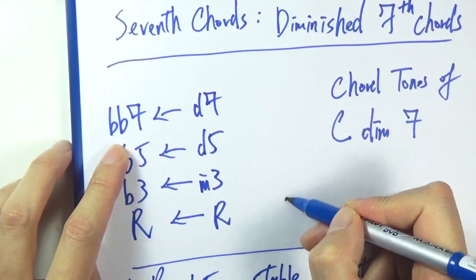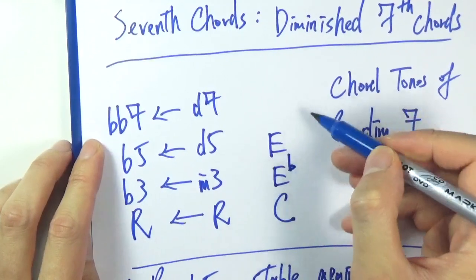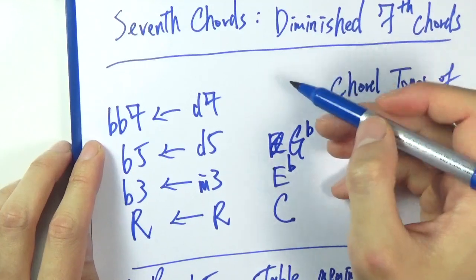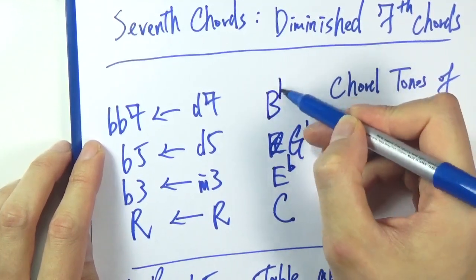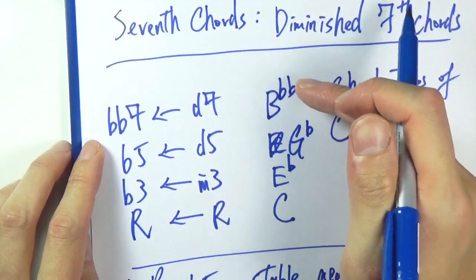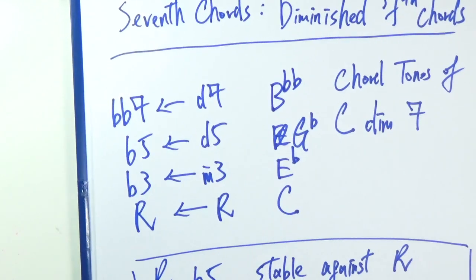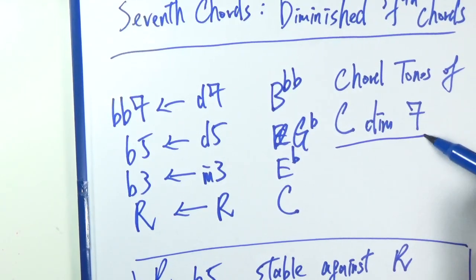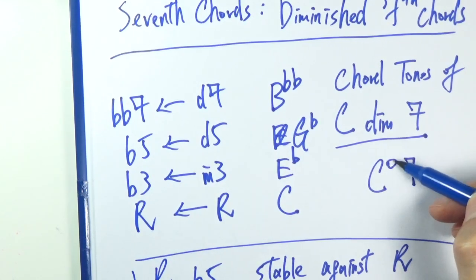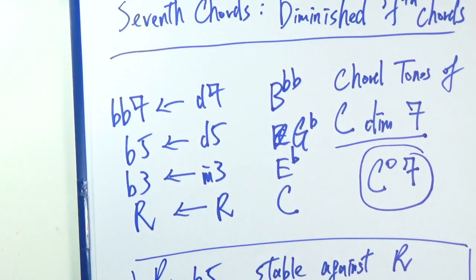So if we build a chord over C, that would be C, E flat, G flat, that's your flat 5, and then you will have the B double flat. B flat would be your minor 7, double flat would be the diminished 7. So you can notate that as such, or sometimes you will see a superscript circle here, and then a 7. That's how you would notate that.